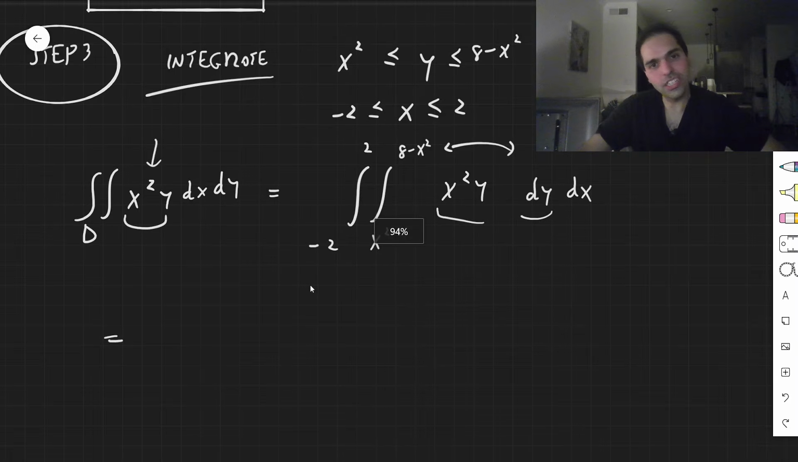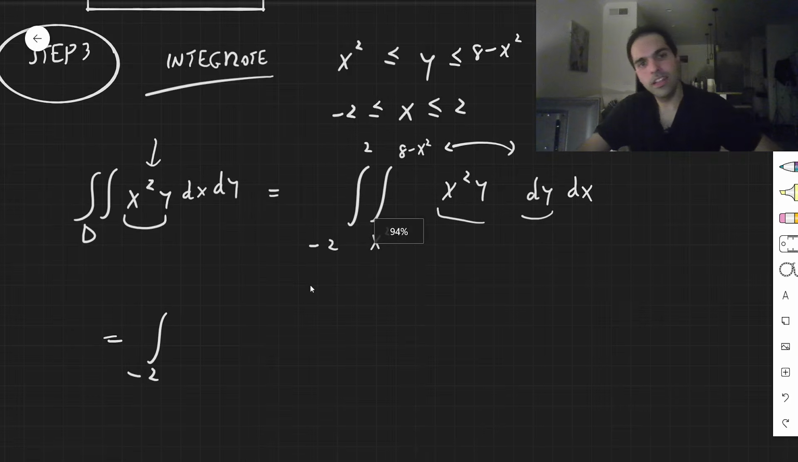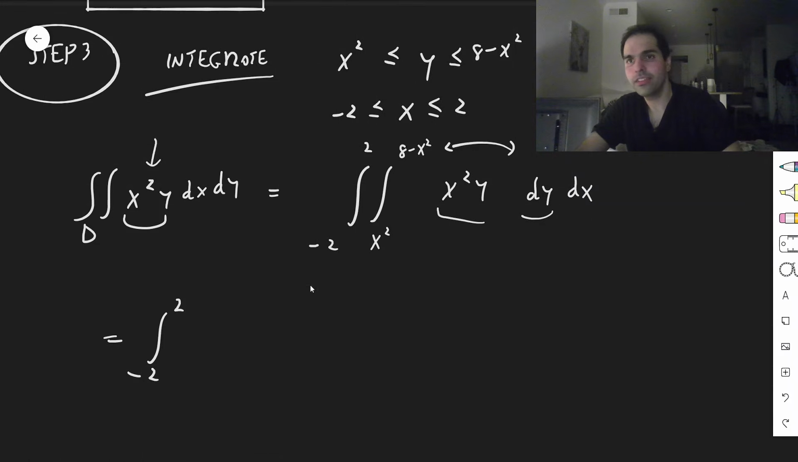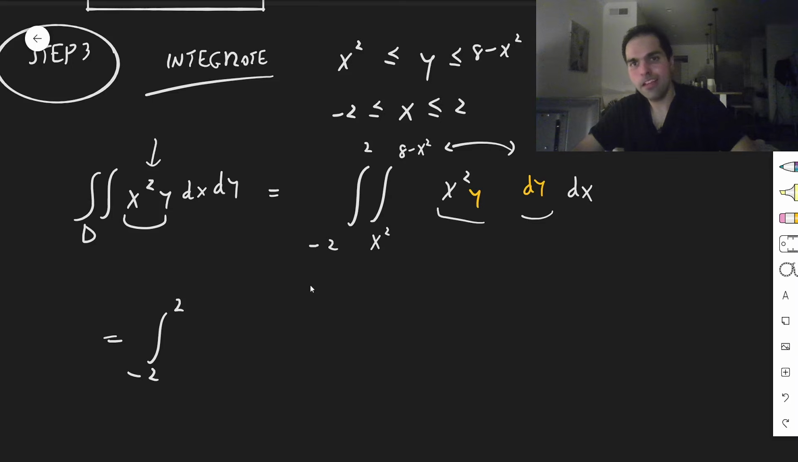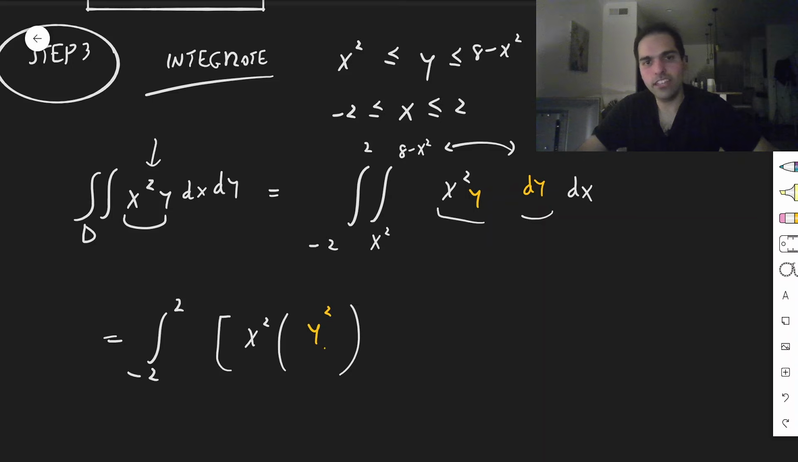Okay, and now the question is, how do we evaluate this integral? Well, here you have to think a little bit and visualize it very well. Because look, here we have x squared y dy. So what do you want to do? You want to integrate this function with respect to y, leaving x constant. So this becomes x squared, and now an antiderivative of y is y squared over 2. And you want to do it from y equals x squared to y equals 8 minus x squared, dx.